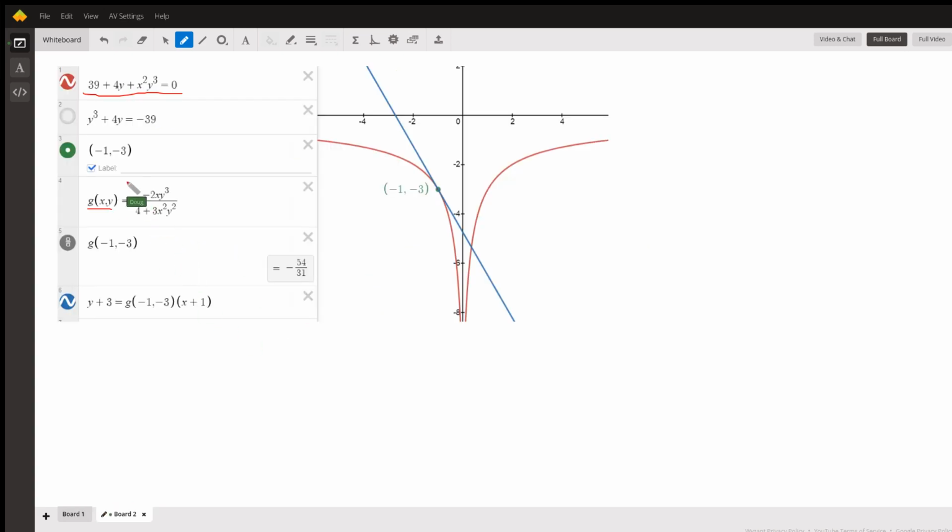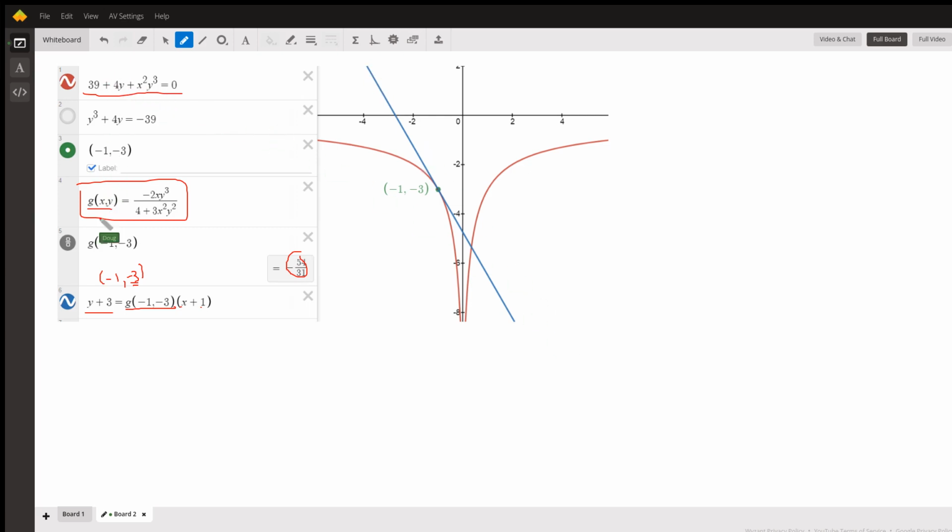And this is what you get. y prime equals that in terms of x and y. So g of negative 1, negative 3 is, there it is, negative 54/31. And if I want the equation of the tangent line, remember, we're going through negative 1, negative 3, the point of tangency. So this is y minus y sub 1, the negative 3. Here's the slope of the tangent line, negative 54/31. And here's x minus x sub 1. That's this blue tangent line.